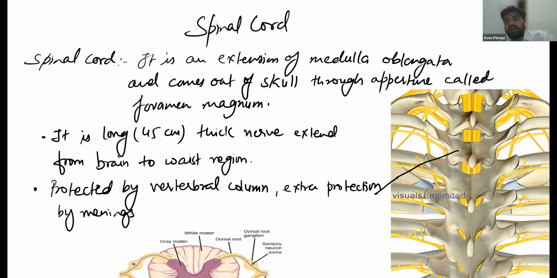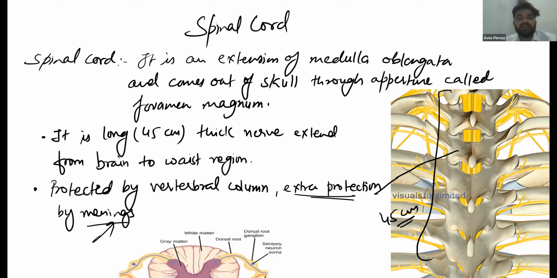It is approximately 45 centimeters long and extends from the head region to the waist. From brain to waist, it is protected inside the vertebral column. For extra protection, it also has meninges, the three layers that were present in the brain. Here the three layers are also present.